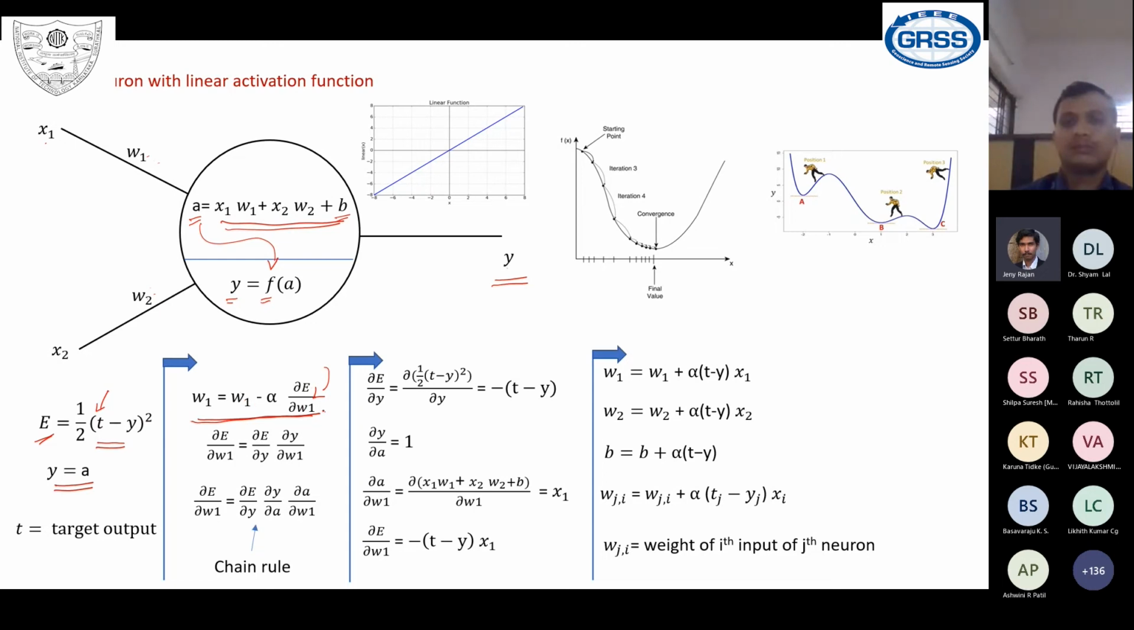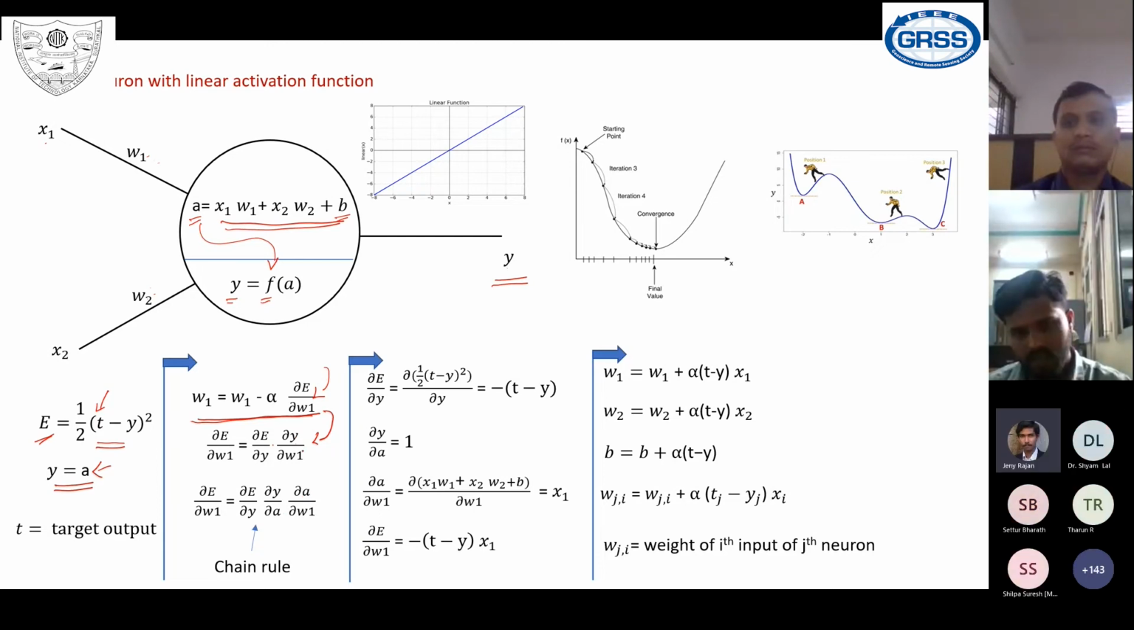Now we can simplify this. If you take dou E by dou W1, you can see that E is a function of y, so you can apply the derivative chain rule here. Dou E by dou W1 you can write as dou E by dou y into dou y by dou W1. Again, you can see that y is a function of a, so one more time you can apply the chain rule. Dou y by dou W1 becomes dou y by dou a into dou a by dou W1. So we just expanded dou E by dou W1.